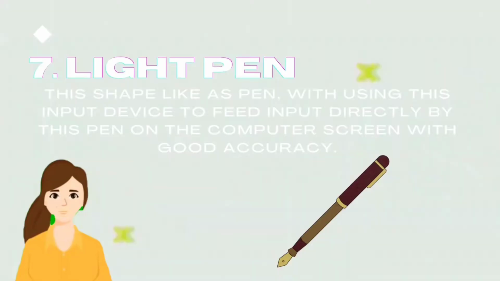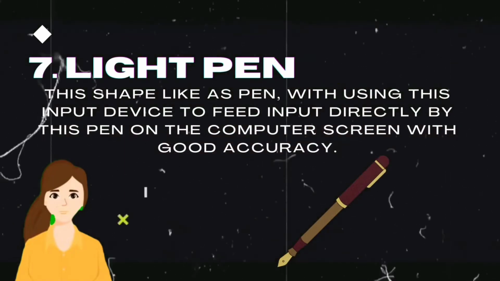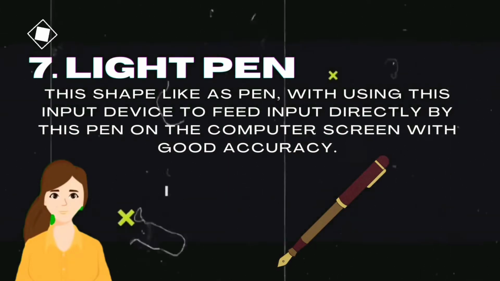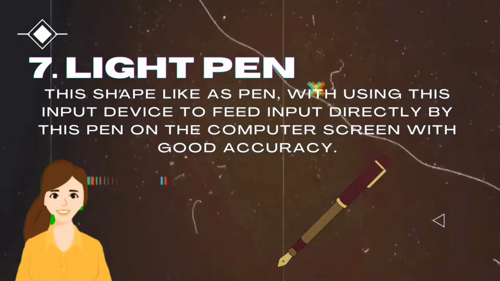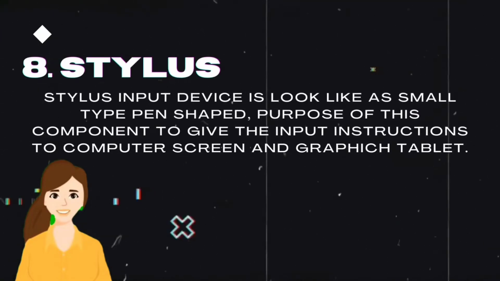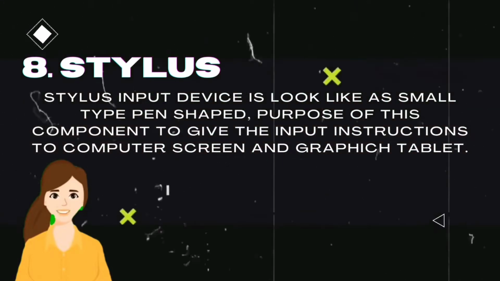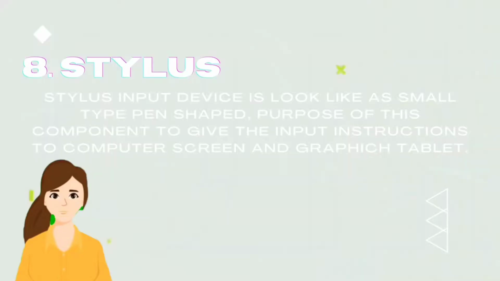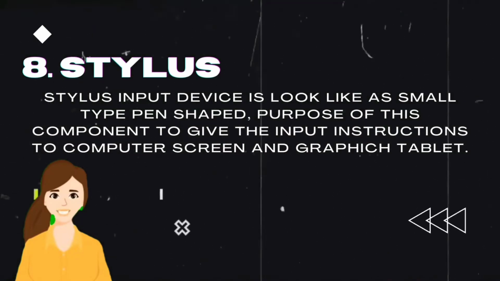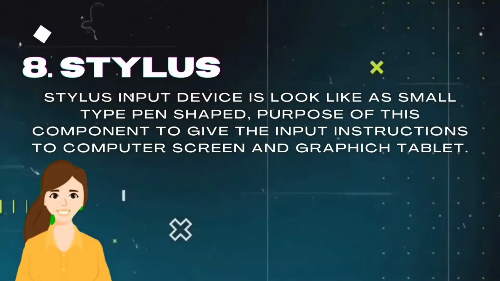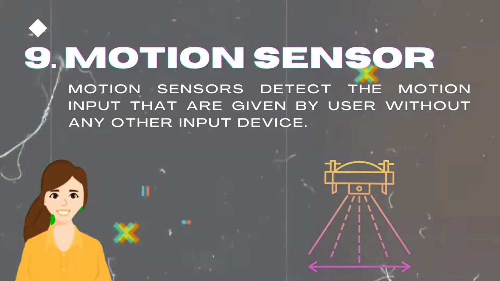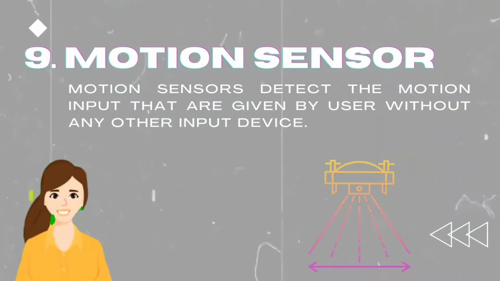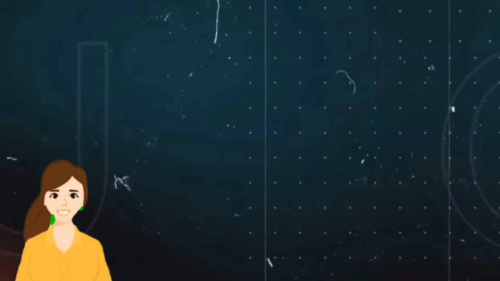Light pen. This is shaped like a pen, and using this input device you feed input directly with the pen on the computer screen with good accuracy. Stylus. A stylus input device looks like a small pen. The purpose of this component is to give input instructions to the computer screen and graphics tablet. Motion sensor. Motion sensors detect the motion input given by the user without any other input device.